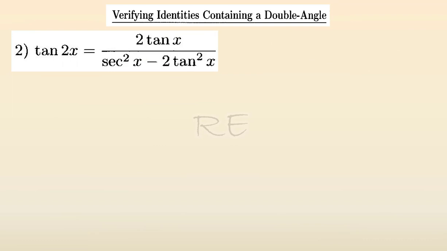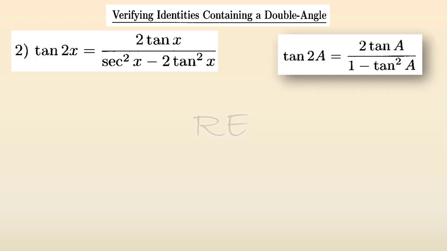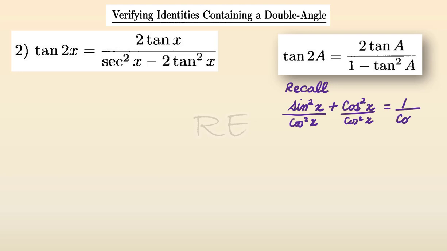Tangent 2x is equal to 2 tangent x divided by secant squared x minus 2 tangent squared x. To verify this identity, we need to transform secant squared x minus 2 tangent squared x into 1 minus tangent squared x. Remember that sine squared x plus cosine squared x is equal to 1. When we divide by cosine squared x, we get tangent squared x plus 1 is equal to secant squared x.